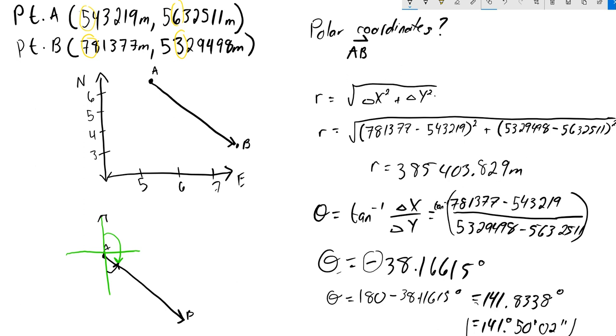And there is my theta, and here is my radius. Okay, so that's how you go from Cartesian coordinates to polar coordinates.